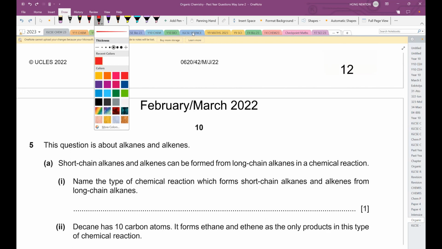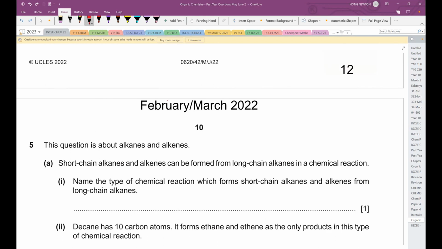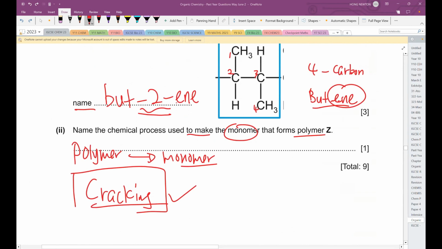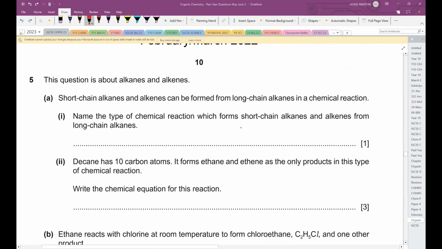All right, so we will get started. We'll look at question number 5. We continue from the last Friday revision class, right? So look at question 5 over here. It is about alkanes and also alkenes.